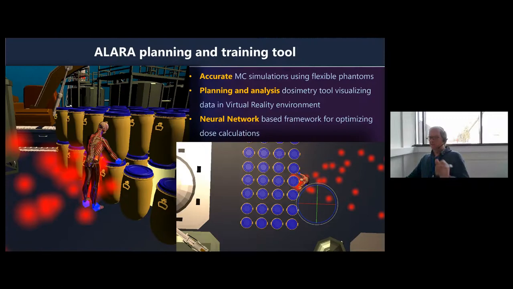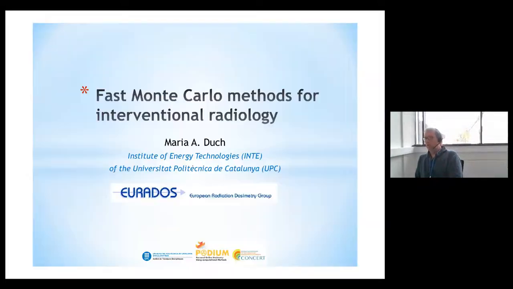So as I said, this was just an introduction, and you will get more information now. First of all, on the fast simulation code, so how to improve the speed from the simulations. So I would like to invite Maria Amor Duch from UPC to give the next presentation.